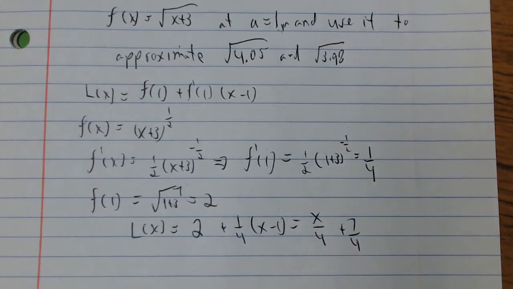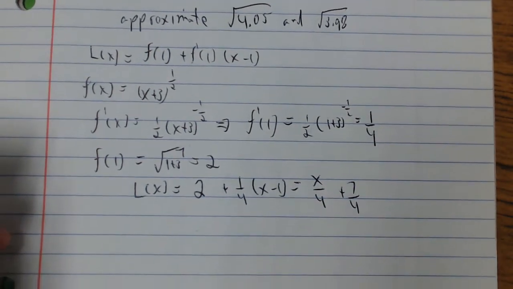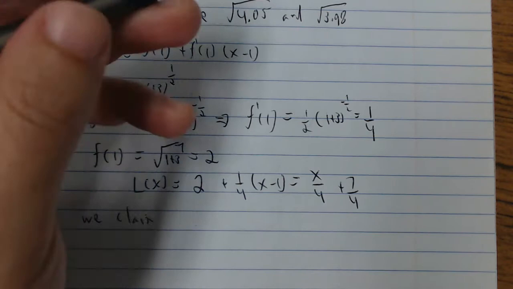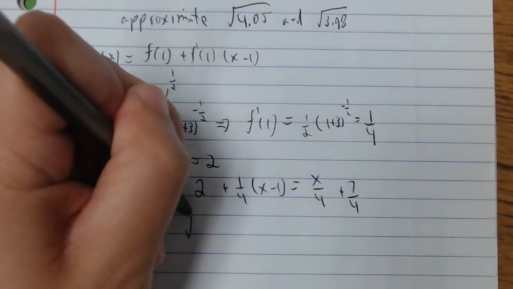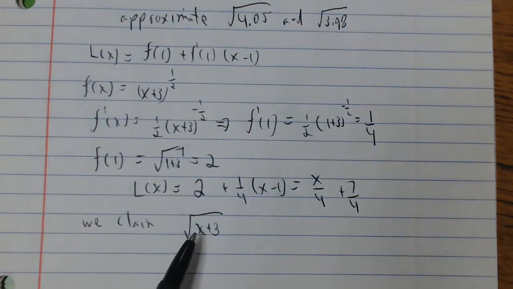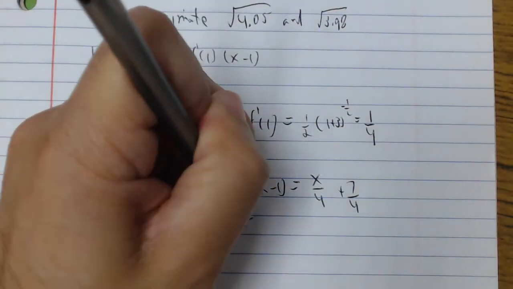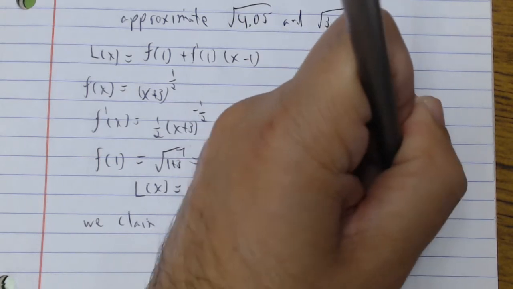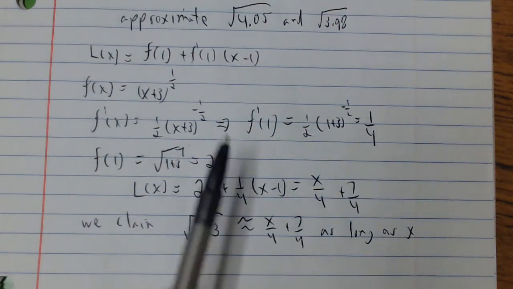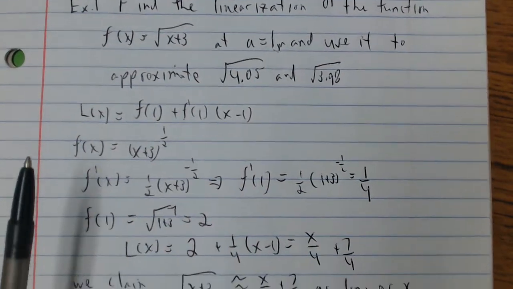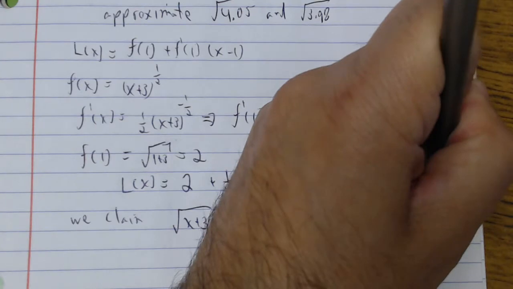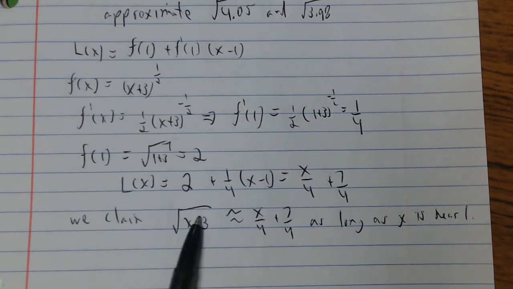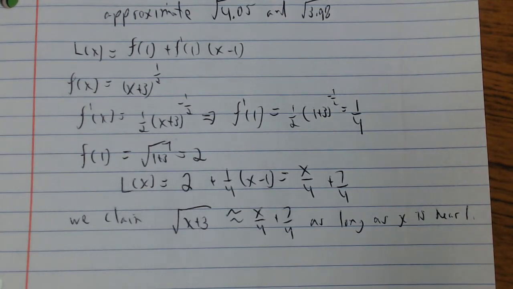So here's what we claim: L of x, in other words the square root of x plus 3, which is the function we're linearizing, is roughly the same thing as x over 4 plus 7 over 4, as long as x is near what value? What was the value that we linearized at? It was a equals 1. So as long as x is near 1. Keep in mind that this line does a good job of approximating as long as I'm close to 1. If I'm not close to 1, then this does not work.